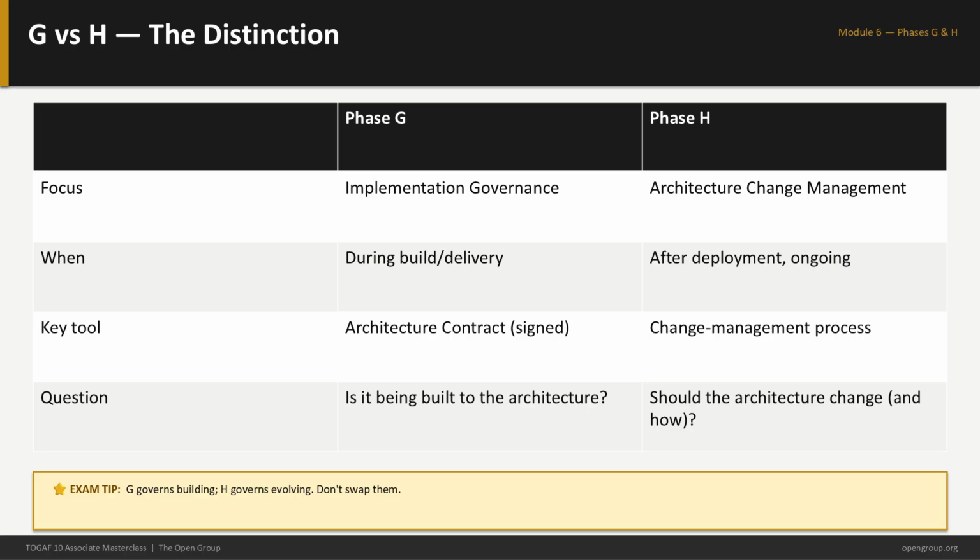Phase G asks, is it being built to the architecture? Phase H asks, should the architecture itself change, and if so, how? In a phrase, G governs building, H governs evolving. Don't swap them.